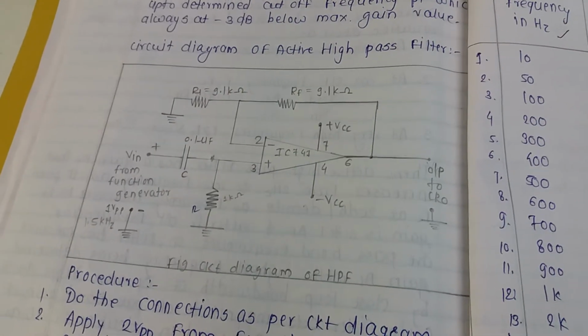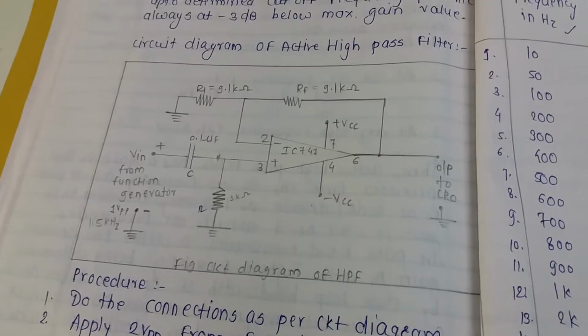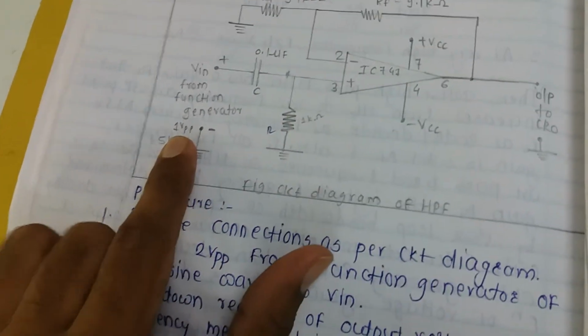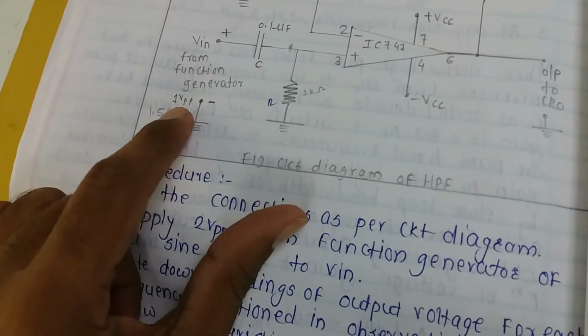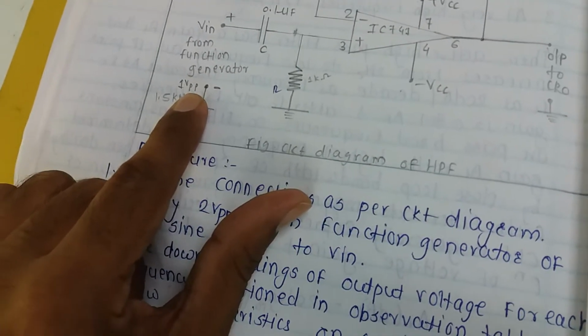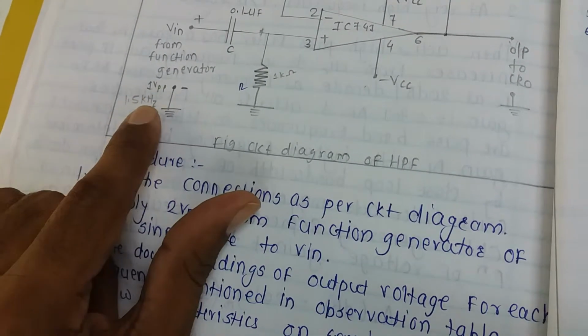Welcome all of you. In this video you are going to learn about high pass filters. So these are high pass filters. Initially, I am going to set the input as a function generator, with an input of 1 V peak to peak, and a frequency that you may set at 1.5 kilohertz.